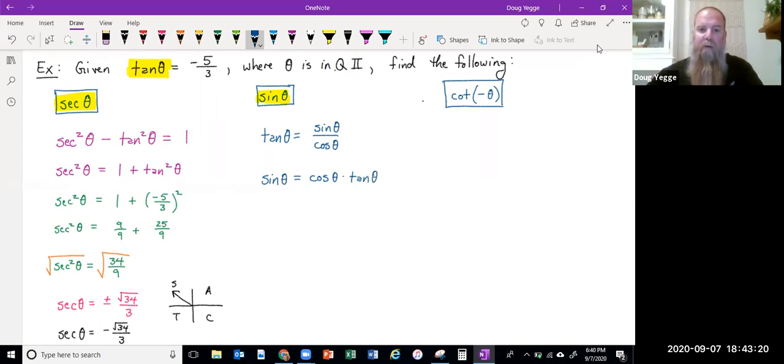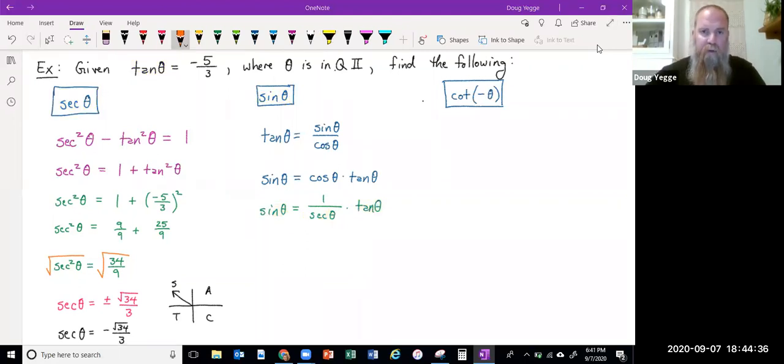But it doesn't quite help me yet, because even though I'm trying to find what sine theta is, I know tangent theta, but I don't know cosine theta. However, I do know secant theta. So why don't we rewrite cosine theta as 1 over secant theta times tangent theta. And now, since we're trying to find sine of theta, and we know tangent theta, and we know secant theta, then we could plug all the information in and get the value that I need.